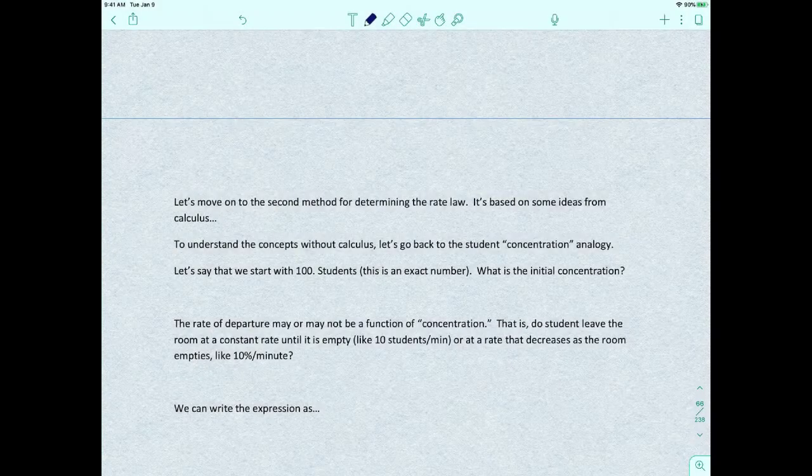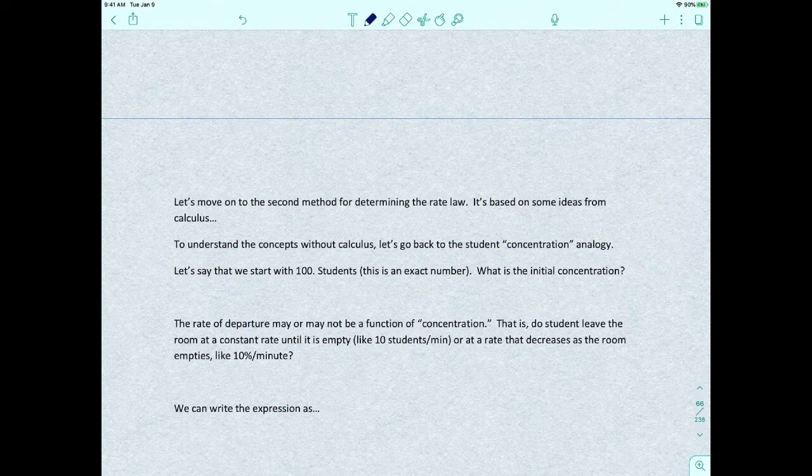All right, now that we've taken a look at determining a rate law, determining the exponents and k, and determining that rate law experimentally, now let's take a look at developing our second method to develop the rate law and get that information.